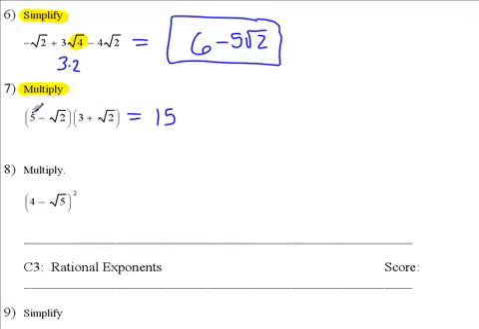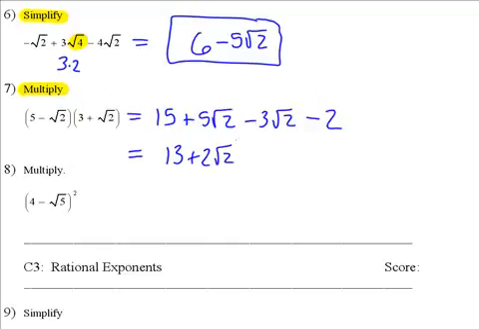And then I'll do 5 times root 2, which is 5 root 2. And then I'll do negative root 2 times 3, which is negative 3 root 2. And finally, I'll do negative root 2 times positive root 2. That's going to be negative. Root 2 times root 2 is 2. Now I just need to clean up like terms. 15 minus 2 is 13. And 5 root 2's minus 3 root 2's should leave me 2 root 2's. And that's number 7. Any questions on number 7?